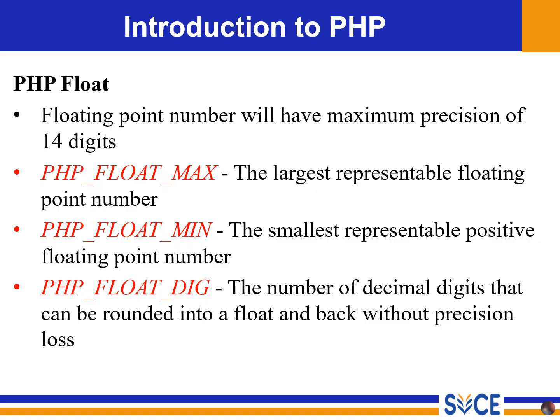Floating point numbers in PHP have a precision of 14 digits. Just like integers, floating point numbers have some constants. PHP_FLOAT_MAX gives the largest floating point number. PHP_FLOAT_MIN gives the minimum floating point number. PHP_FLOAT_DIG gives the number of decimal digits that can be rounded into a float and back without precision loss.